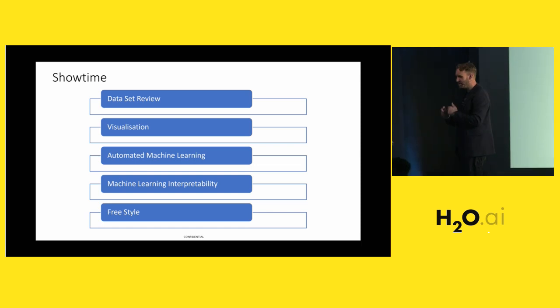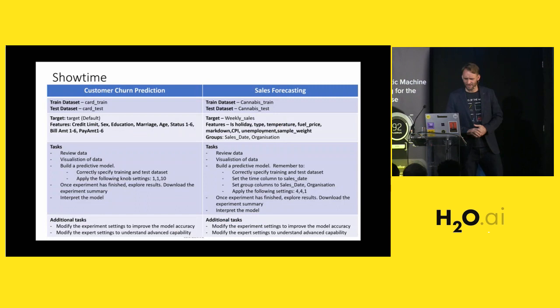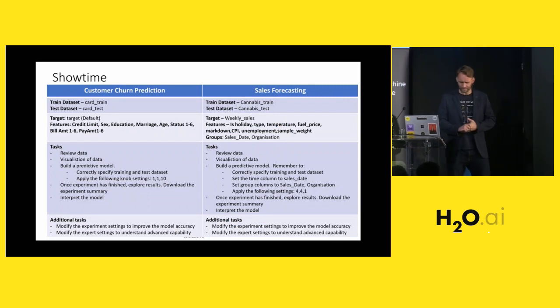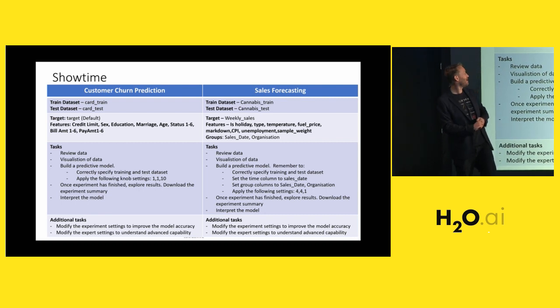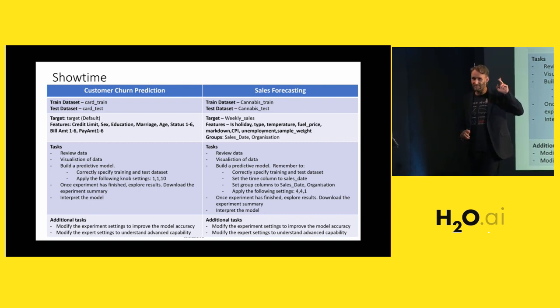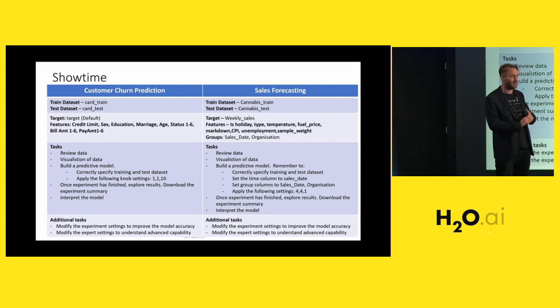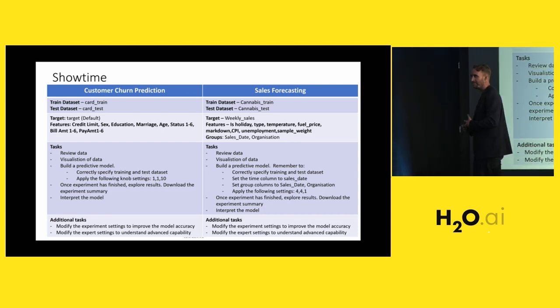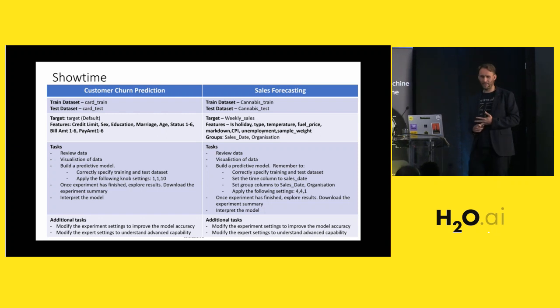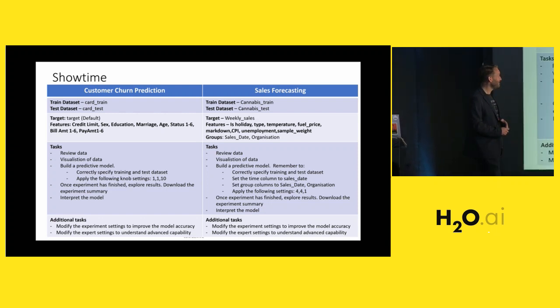Okay? We're doing it based on two key data tables. One's a credit card data set, and it isn't customer churn. It's some credit card data that looks at how likely someone is to default on a loan. And the data set that we're going to look at is card train.